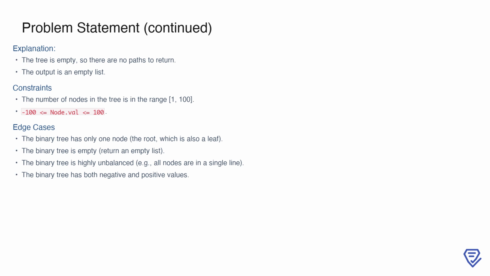Now, let's discuss some constraints and edge cases. The number of nodes in the tree can range from 1 to 100, and node values can be between -100 and 100. Several edge cases are worth noting: a tree with only one node, an empty tree, a highly unbalanced tree where all nodes are in a single line, and trees that include both negative and positive values. These considerations ensure your solution is robust and handles all possible inputs correctly.